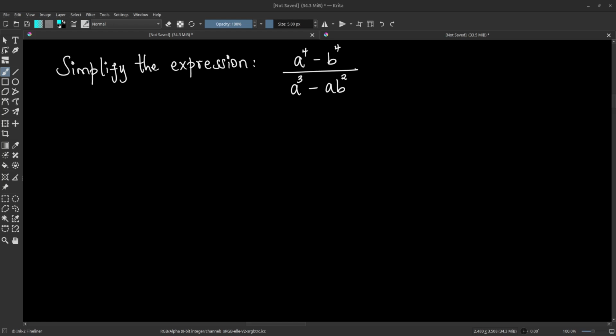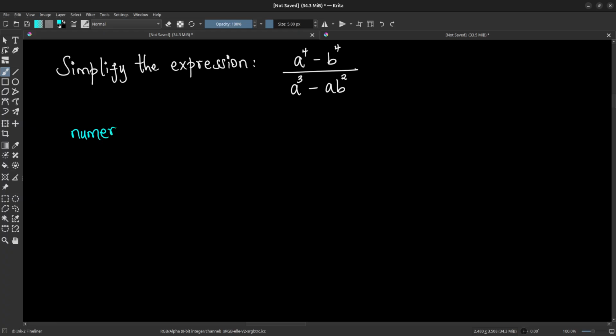Hello, in this question, we are asked to simplify this expression. In the numerator, we have a to power 4 minus b to power 4, and in the denominator, we have a to power 3 minus ab squared. So let's start with the numerator.